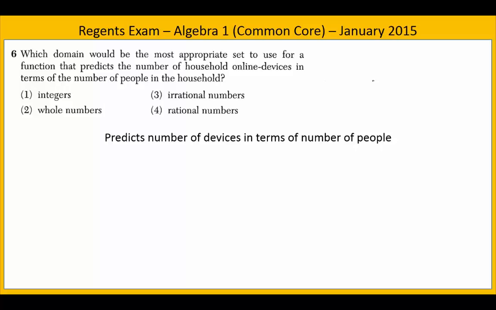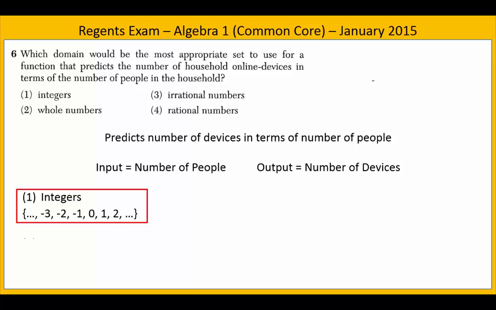In exercise 6, we're asked which domain would be most appropriate to use for a function that predicts the number of household devices in terms of the number of people living in the household. We predict the number of devices in terms of the number of people. The input is the number of people, and the output is what we're predicting, the number of devices.